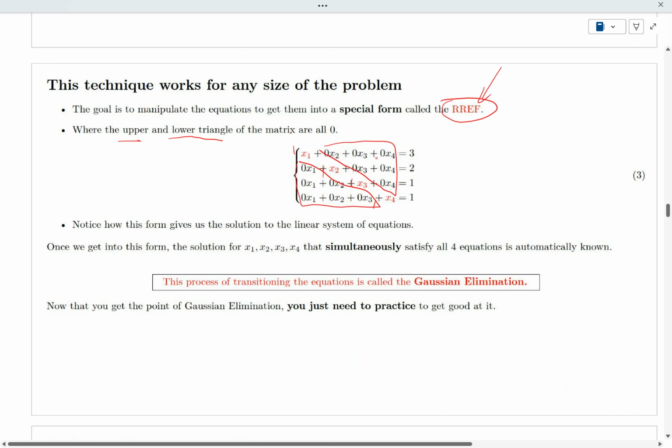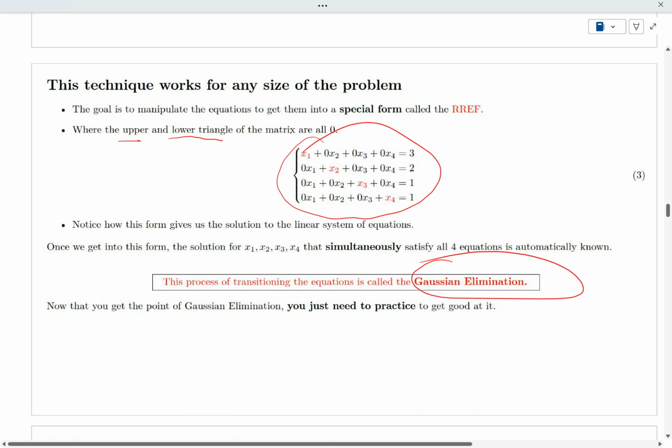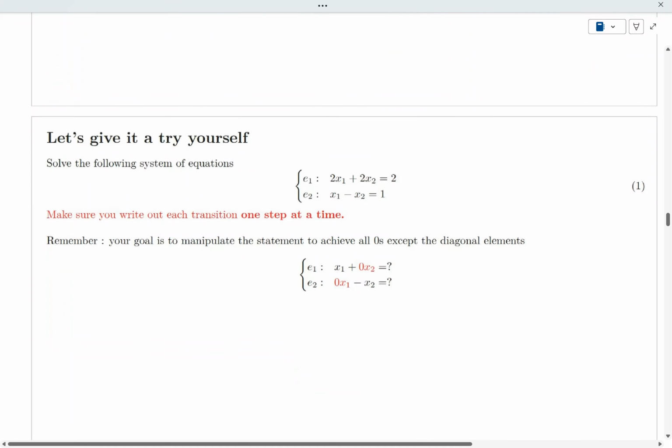So the process of doing the transitions so that you eventually reach this step is called Gaussian elimination. Okay? So that's basically the point of Gaussian elimination. And the general idea kind of makes sense, but it takes a lot of practice to do it.